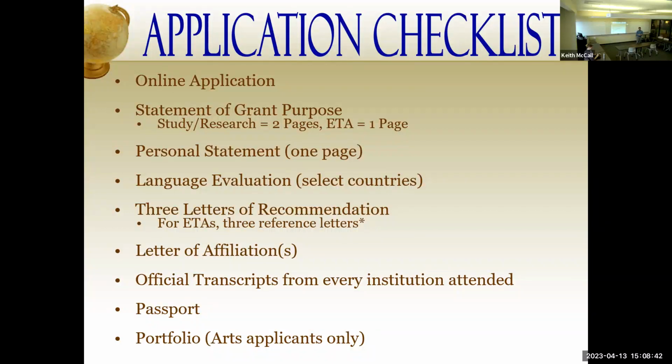If you're applying for an English teaching assistantship, then your statement of grant purpose is a single double-spaced page, again with a few lines taken up at the top for the header. It's not a whole lot of space to work with. And whether it's the 2-page version or the 1-page version, you're going to be trying to get a lot across in a very little space.